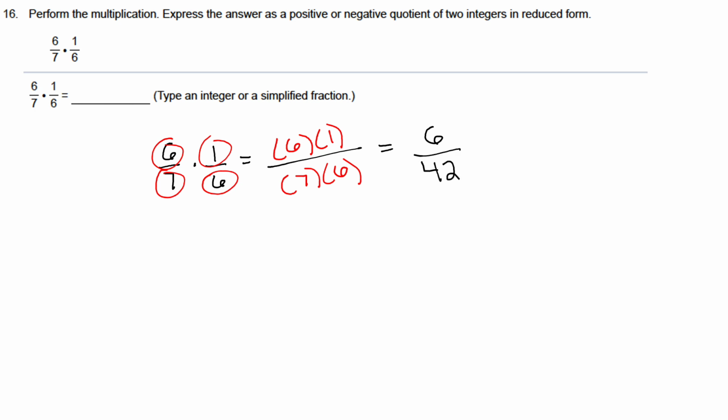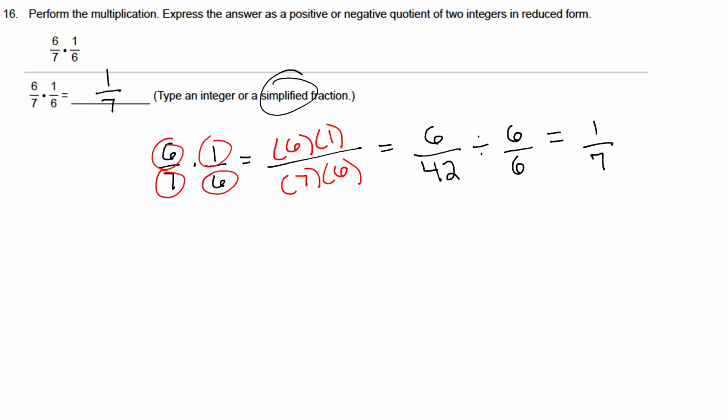Now we want to simplify the fraction. So we want to think of a number that's divisible by both 6 and 42. So 6 is divisible by 6, and 42 is also divisible by 6. So I'm going to divide the fraction by 6. 6 divided by 6 is 1, and 42 divided by 6 is 7. My answer is 1/7.